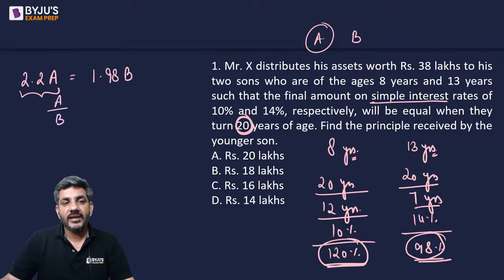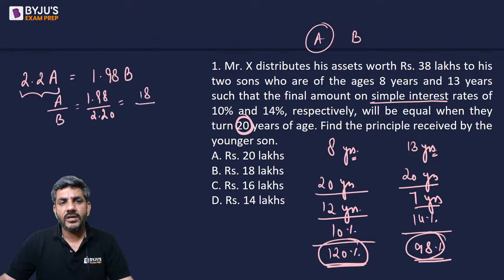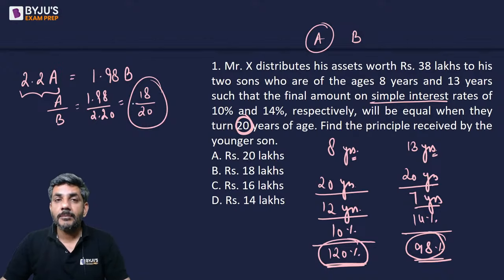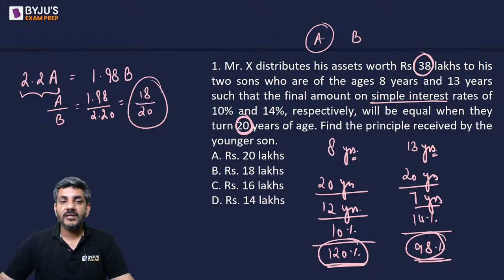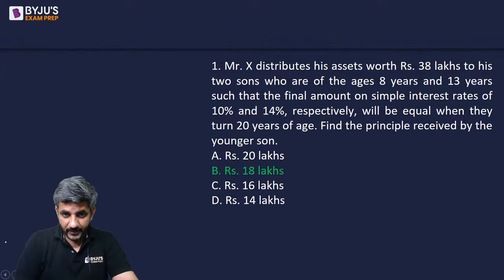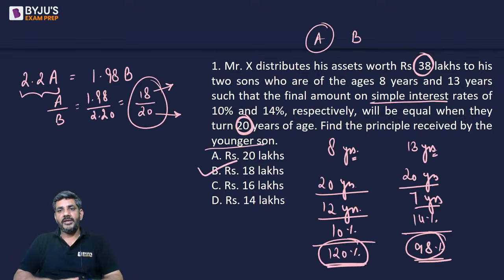So from here I can say A by B is 1.98 divided by 2.20 लिख सकता हूं ताकि डेसिमल हटा के 11 से कैंसिल आउट करोगे, it will become 18 by 20. So their principals should be in a ratio of 18 by 20 और total principal 38 lakhs है और 18 plus 20 का sum भी 38 lakhs है. So the younger son will get 18 lakh rupees in principal, the elder son will get 20 lakh rupees in the principal. Question is talking about younger son, so my answer is option B, that is 18 lakhs. So yes, option B is the correct answer for this question.